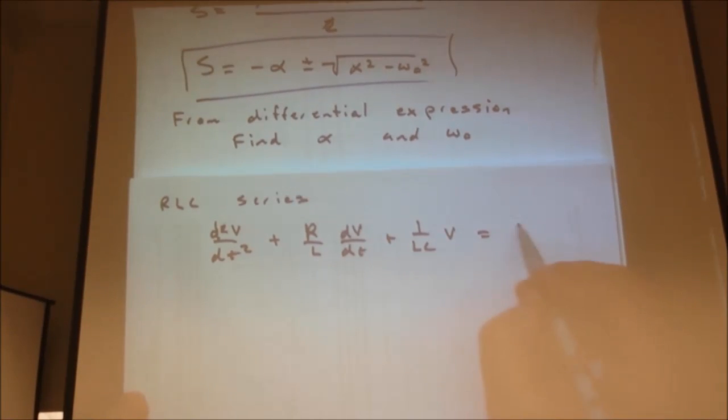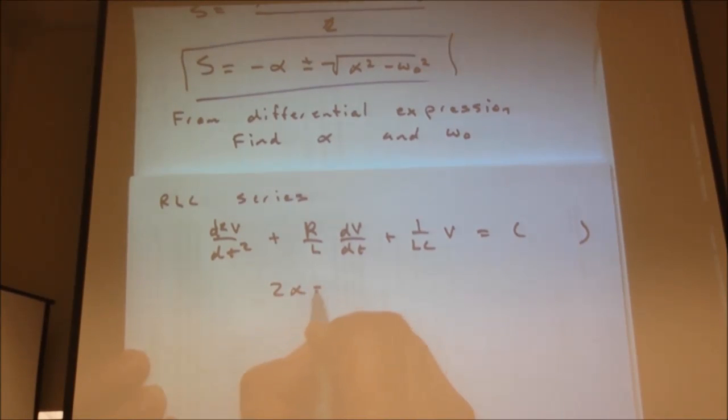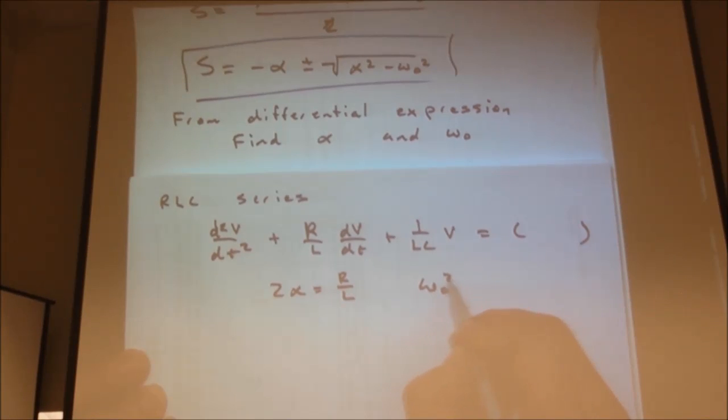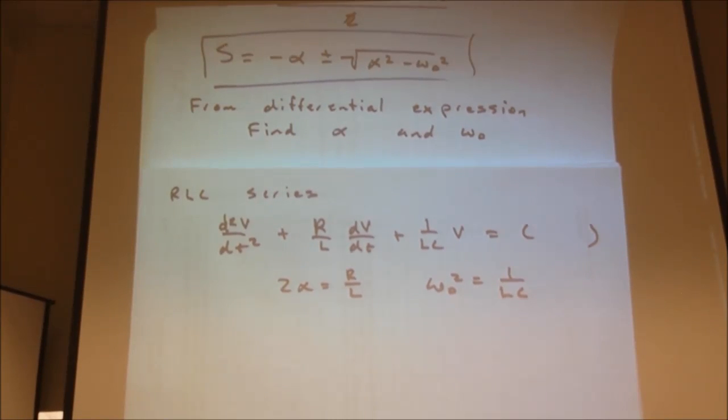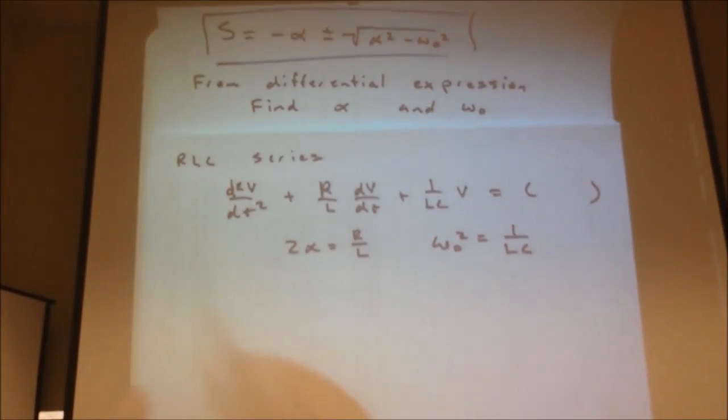And I'll just leave this as parentheses. It depends what we're talking about, whether it's the resistor, the capacitor, or the inductor. In this case, 2 alpha equals R over L, and omega naught squared equals 1 over LC. Once we have it in that form, we can go to our quadratic formula and get these terms for S, and I'll show you what we're going to do with those in just a second.